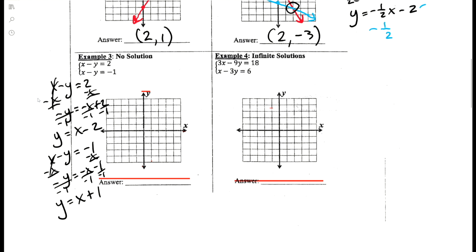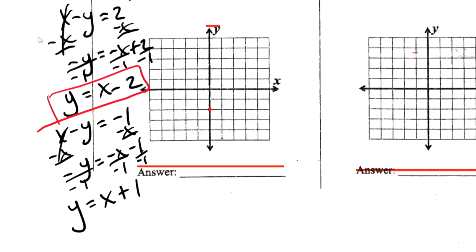So the first line we'll do in red. This one starts at negative 2 and has a slope of positive 1. So it goes up 1 and over 1. Up 1 and over 1. Continues to do that. Or down and left and down and left. So there's our first line.